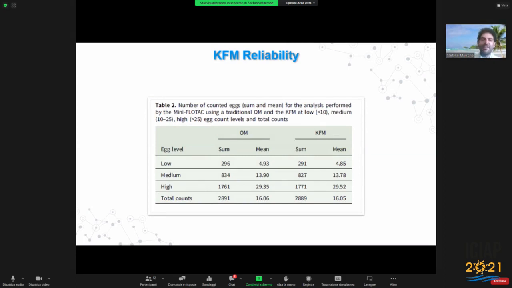How can we say that it's effective? Well, we compared it against the results that can be obtained by using an optical microscope. OM stands for optical microscope. And as you can see, the number of detected parasites is almost the same. I mean, by using the optical microscope, it's possible to detect just 2 more eggs than when using the KFM. So we are saying that there is no statistical difference between the automatic detection made by the KFM and the manual one made by using an optical microscope.